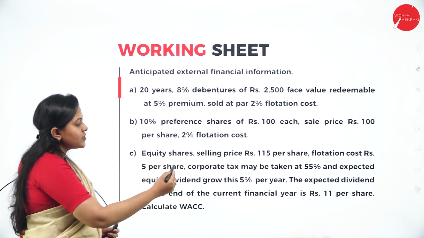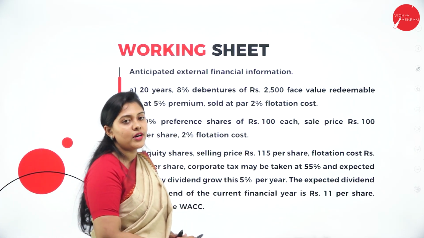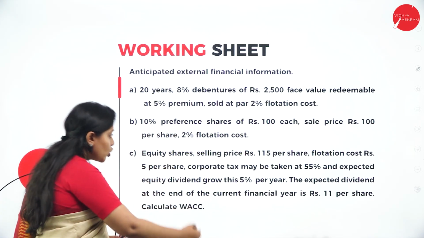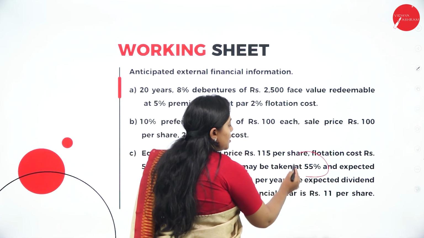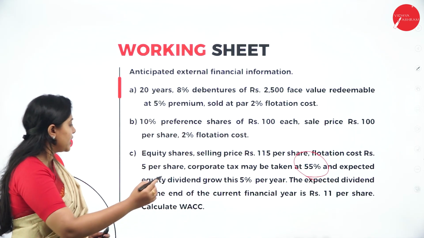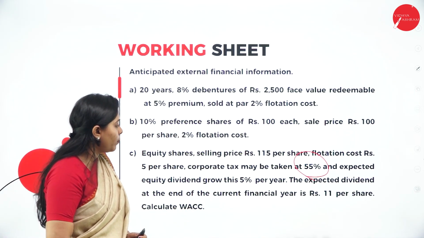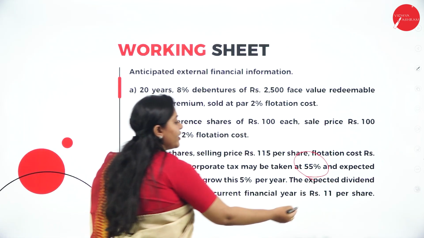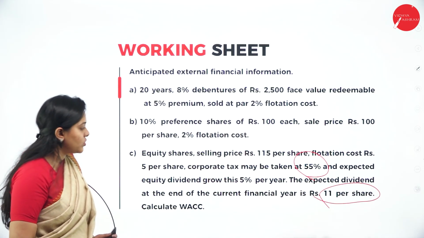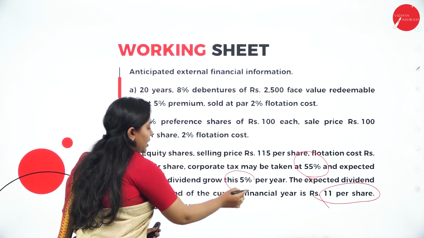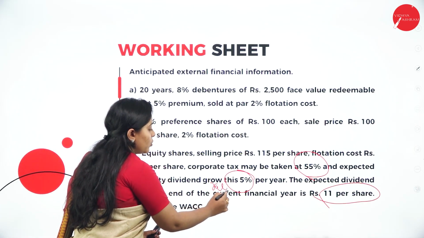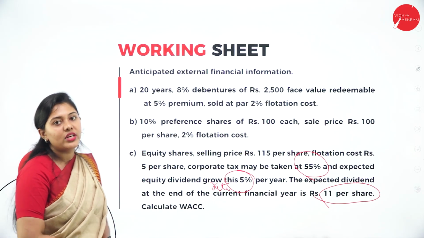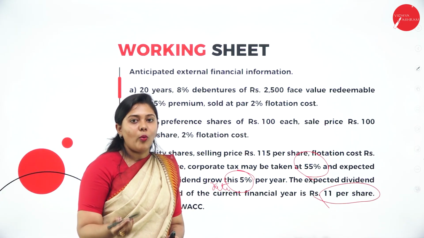Equity share, selling price is 115 per share. Flotation cost is 5% per share. Corporate tax is given as 55%. And the expected dividend is 11 rupees per share, with dividend growth of 5% per year. This is your growth rate, and this is the value given. So let us compute the values.